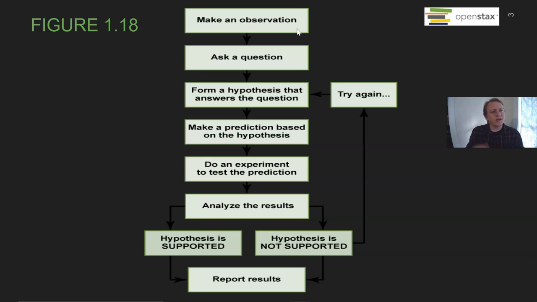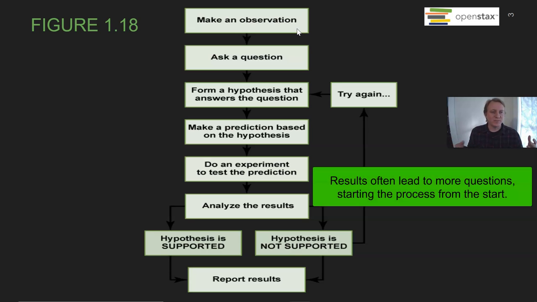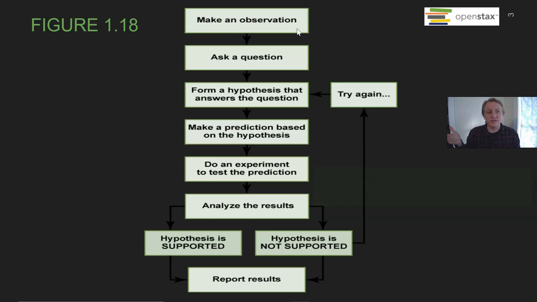All right. So again, the process of science always begins with an observation, then a question, then a hypothesis, then a prediction, then an experiment, then the results, and then you report those results. This process can be redundant sometimes, and certain people will leave out certain steps.